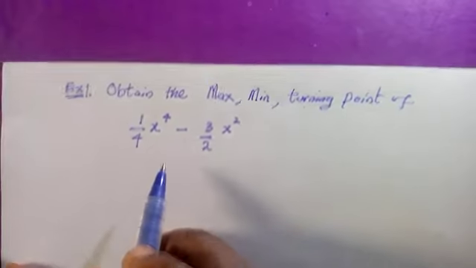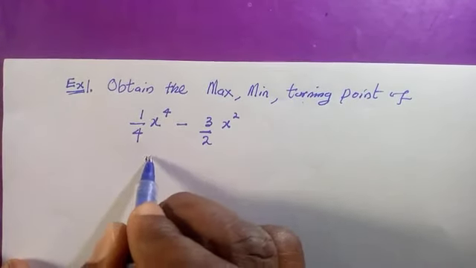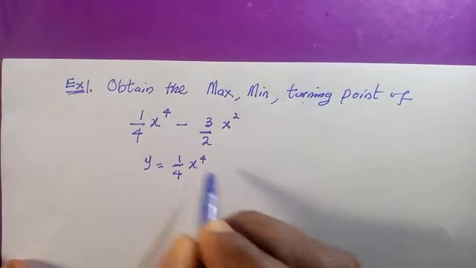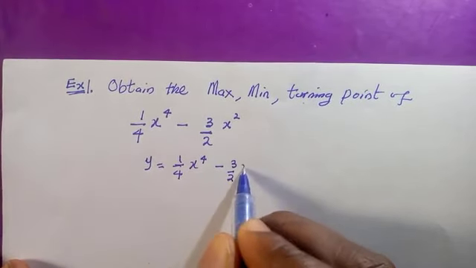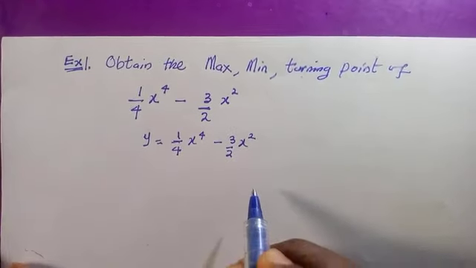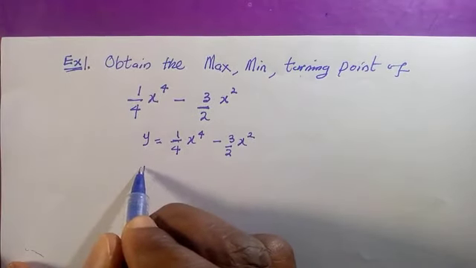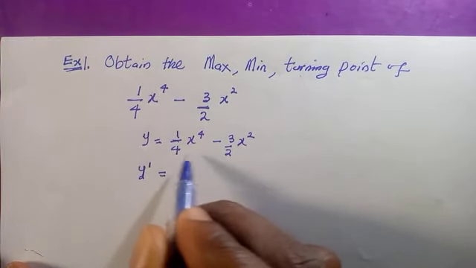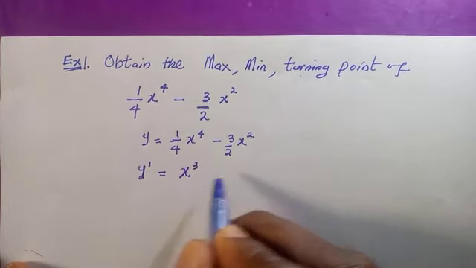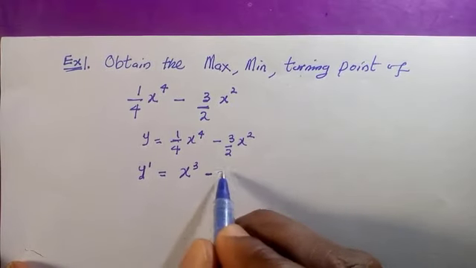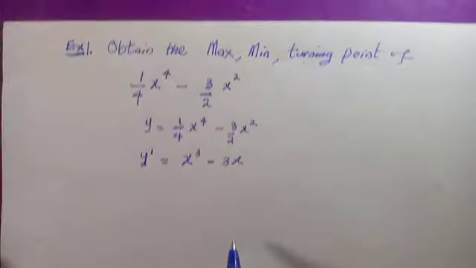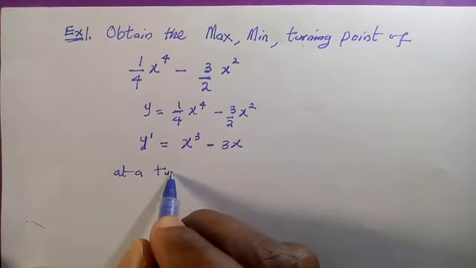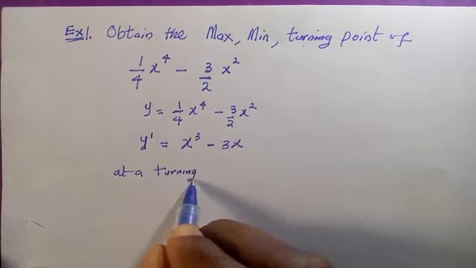For this one, if we are going to obtain the maximum, minimum, and point of inflection, we let this one be y, and we check the derivative, which is y prime. So I change the dimension now. y prime is still dy/dx. If we differentiate this, we have x cubed minus 3x. I'm going to be very fast here because I've done something like this earlier, so there won't be more explanation on this.